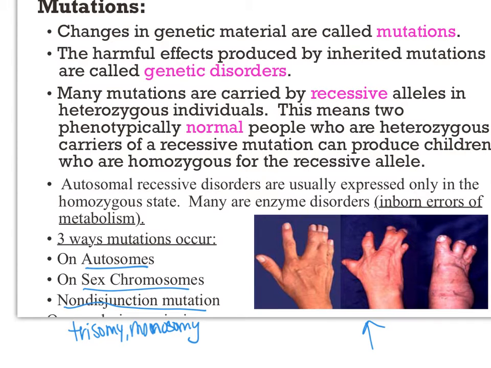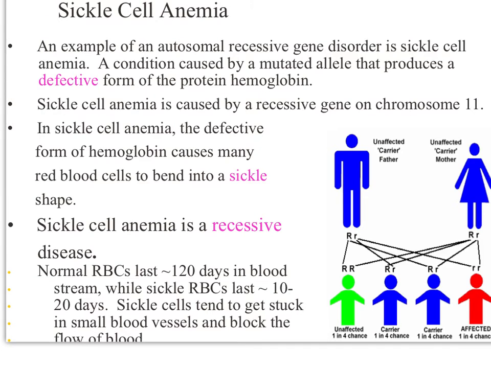Sickle cell anemia is going to be one of the first autosomal genetic disorders that we talk about, because it's one of the more common ones, because people can survive with it into childbearing age and older. When I worked in the medical field, we had a lot of patients that would come in sickle cell crisis. Anyway, this is autosomal and recessive.